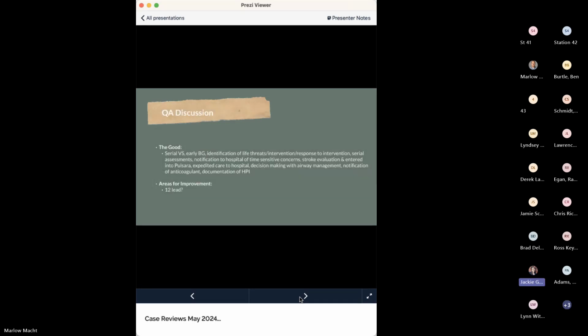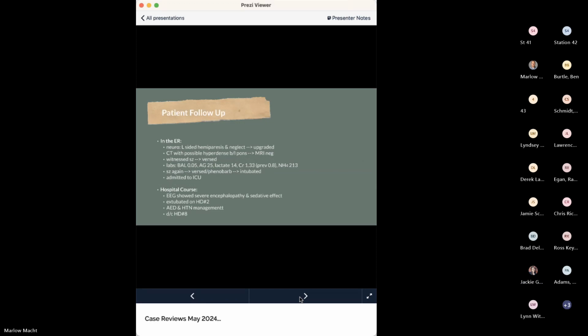All right, and then next. So in the emergency room, he was evaluated immediately due to stroke alert. So they noted that he was in fact hemiparetic on the left side and had neglect. So they upgraded him to a neuro 911. The CT of the head showed possible perfusion problems involving bilateral pons. So he went ahead and got an MRI. Although that MRI showed that this was an overcall, there was no stroke.